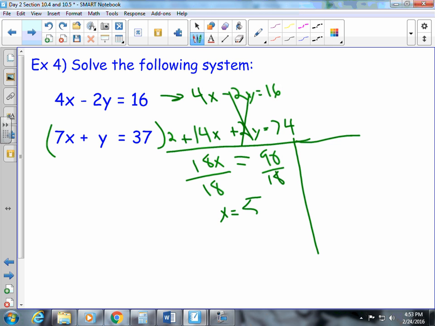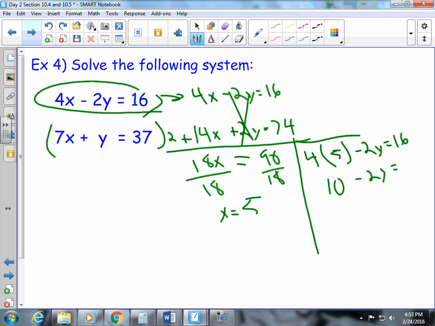So again, once I know that x equals 5, everything else is the same from here. I'll pick the top equation to plug in and solve for my y value. So I got 4 times, instead of x, now it's 5, minus 2y is equal to 16.